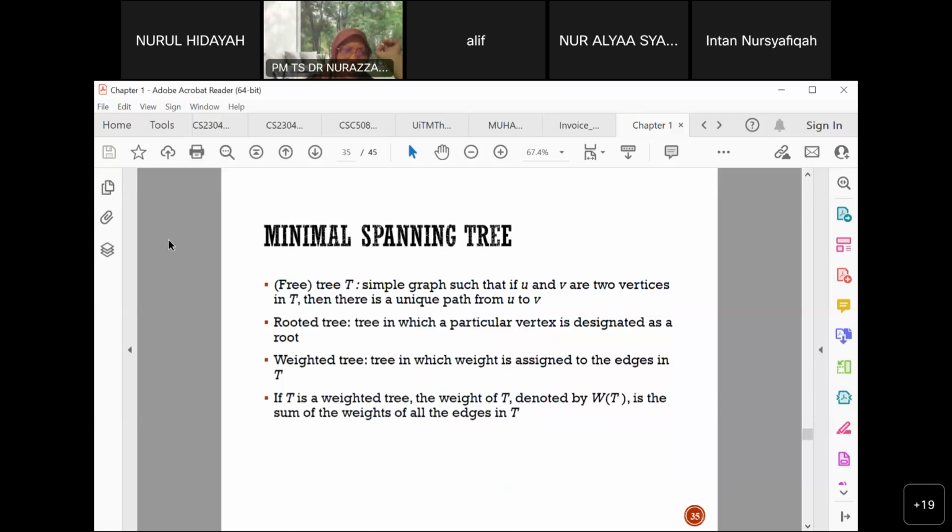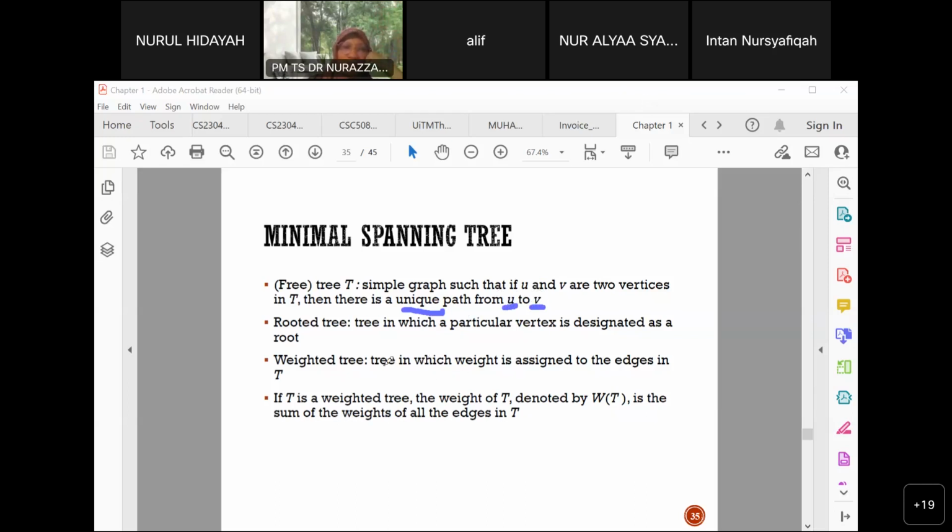Okay, so this is the minimal spanning tree general algorithm. Okay, ini dia punya definition lah. So what is a MST? Is a simple graph such that if U and V are two vertices in T, then there is a unique path. Nampak di sini perkataan dia ialah unique path. That means daripada vertex U to V ni hanya ada satu saja path. Dia tak ada 2, 3. That means kita hanya pilih satu saja, unique path.